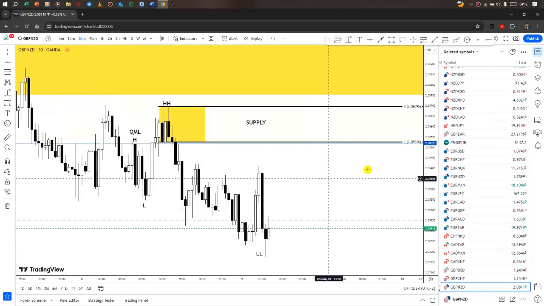So that's our supply zone on GBPNZD. Thank you. Let us go to the next pair, EURCAD.